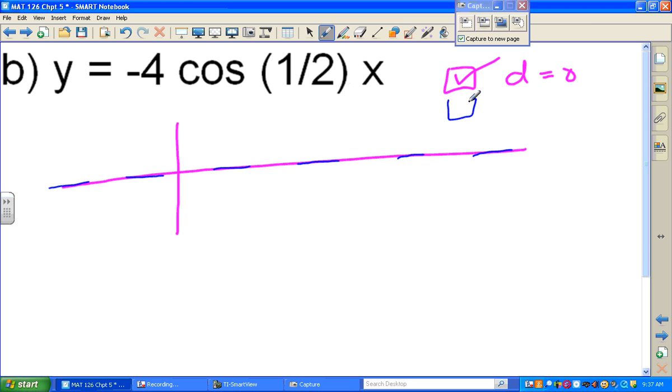What is the second thing on my checklist? Amplitude, which is what? 4. Amplitude is always positive. Yep, it's the number right here. Okay.